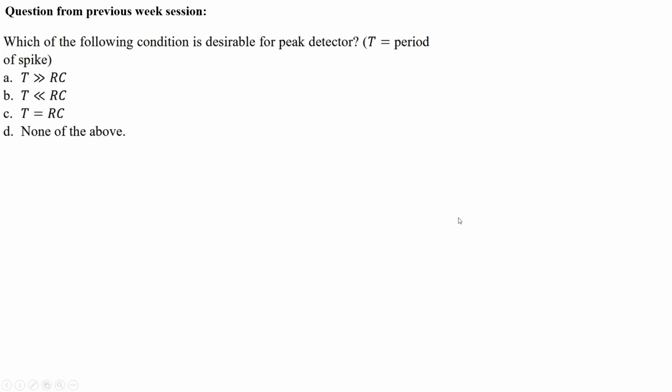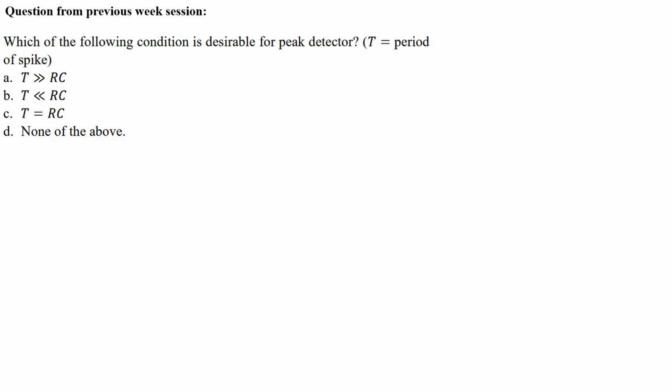So today we'll start with a question that we solved in the previous week's session. The question was, which of the following conditions is desirable for the peak detector? One student asked why the correct option was option A, not option B.